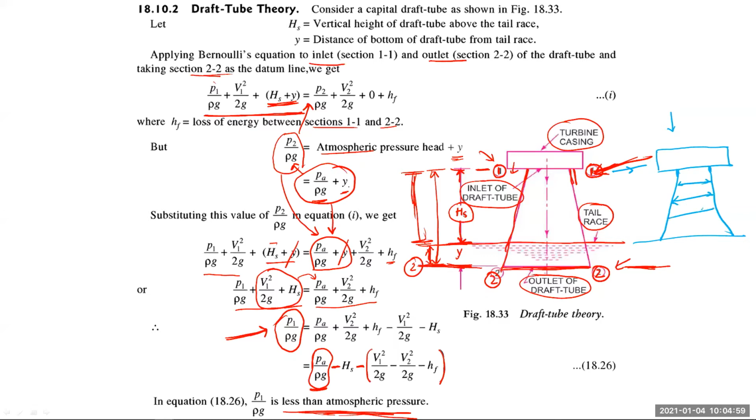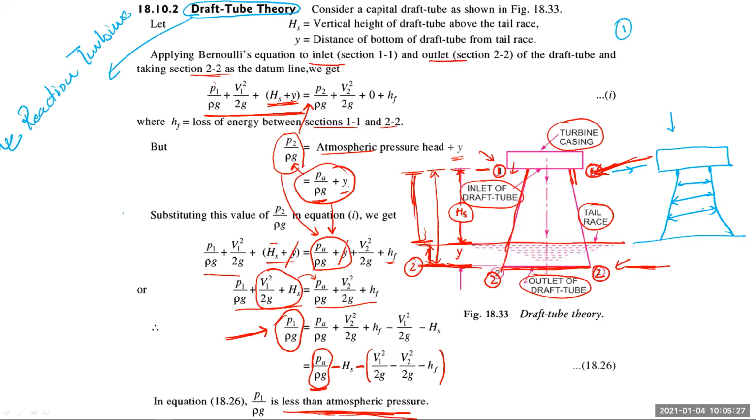Basically, keep two points in your mind. First, this draft tube will always be installed in a reaction turbine only. It will be required only in a reaction turbine, not in an impulse turbine. Keep this in your mind.